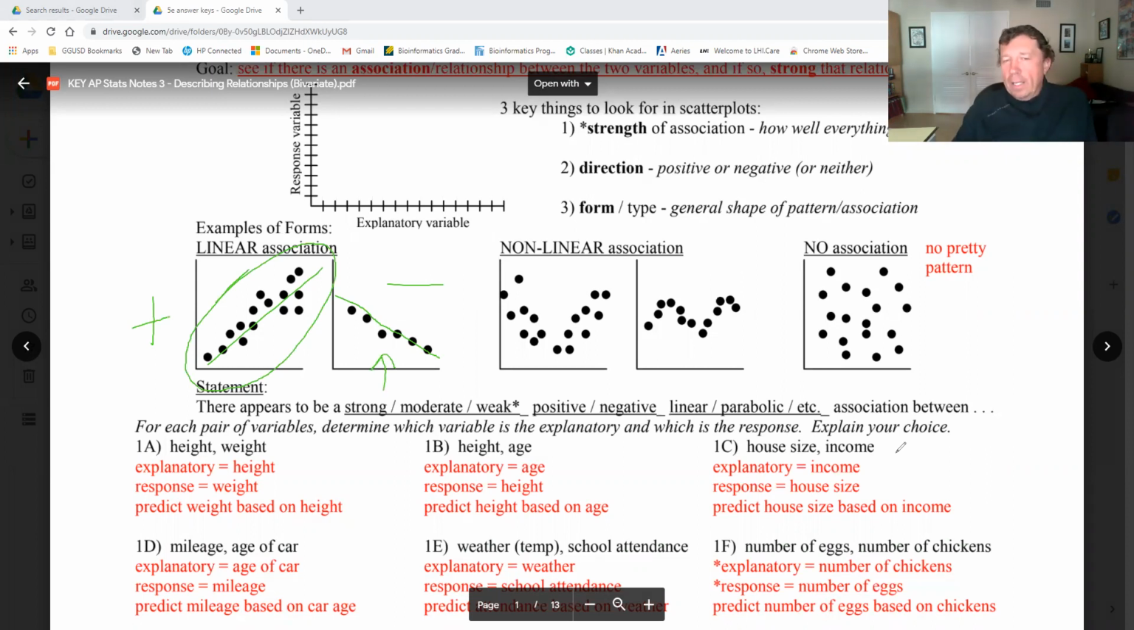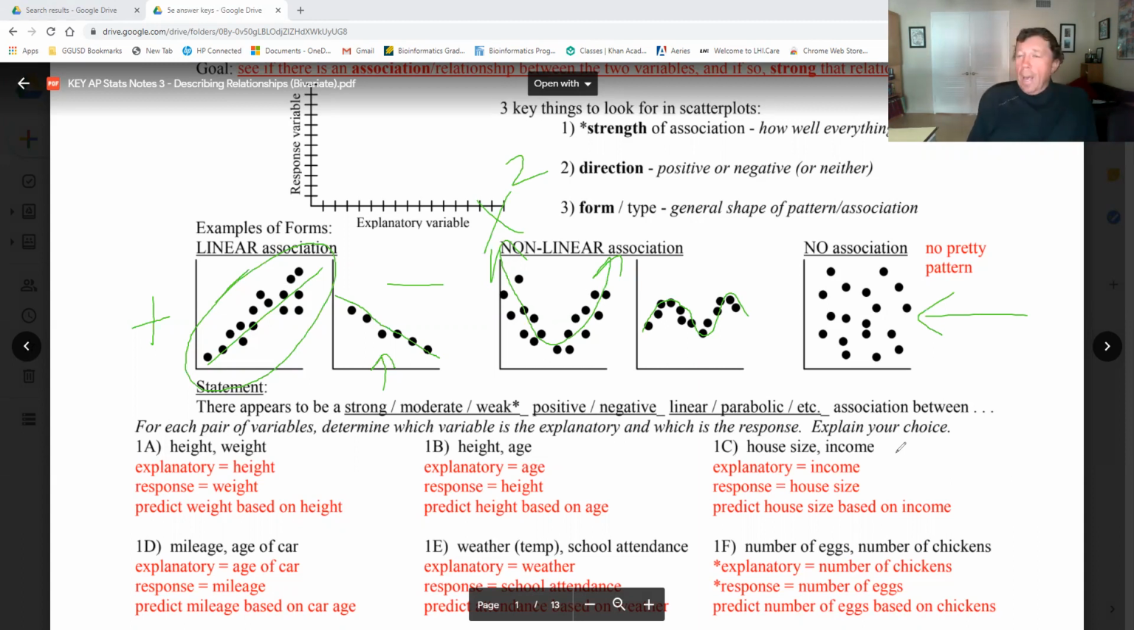Well, obviously, these are non-linear. They still have a pattern, but they're non-linear. Okay, that's probably some sort of x squared pattern. And you recognize this as probably a sine or a cosine curve, probably. And this one is essentially no association.